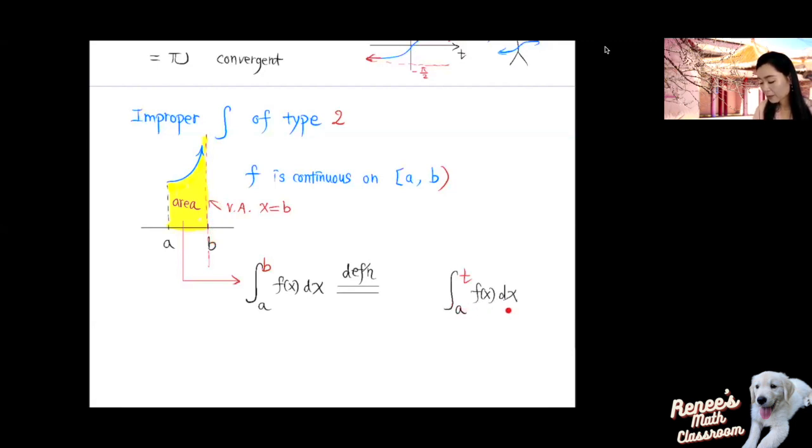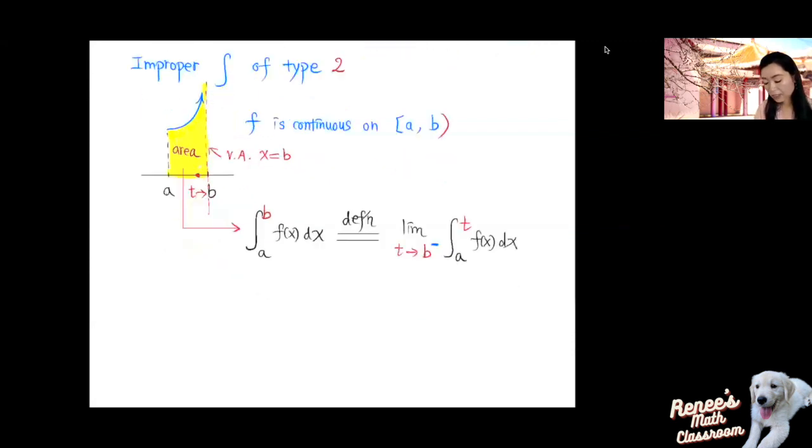Then you take this proper integral, where t is a number between a and b, and you let the t go to b. So we take the limit as t gets closer to b from the left side. Remember, this is from the left. We define this improper integral as the limit of those proper integrals, where t goes to b from the left side.